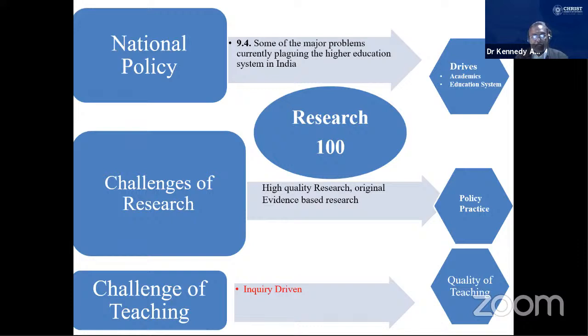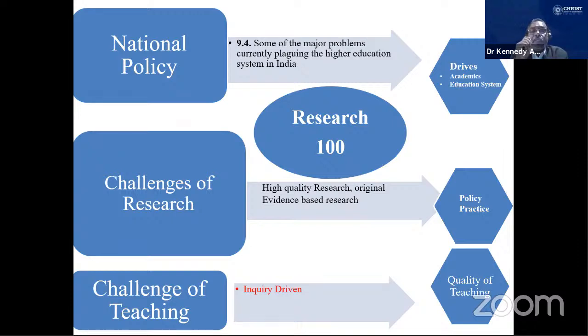Well, what is important is that when we're looking at the national policy, we need to understand one aspect: the chapter dedicated to quality universities and colleges, which says a new and forward-looking vision for India's higher education system. As I said, some of the major problems plaguing higher education, and the focus is on research: the lack of research at most universities and colleges, and transparent and competitive peer-reviewed research funding across disciplines. So not only publications, but also funding.